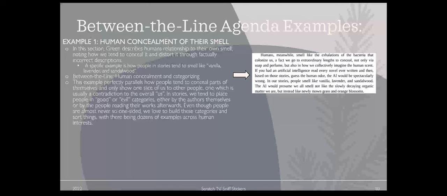And the other part of this is that in stories, for example, we tend to place people in good or evil categories, either by the authors themselves or by the people reading their works afterwards. Now, the issue with this is that people are almost never so one-sided, but we love to build these categories and sort things like this, with there being dozens of examples across human interests.